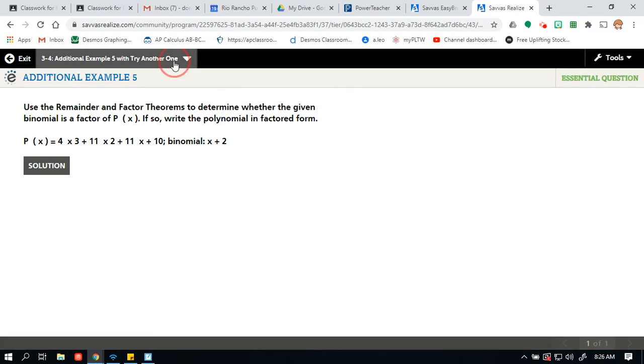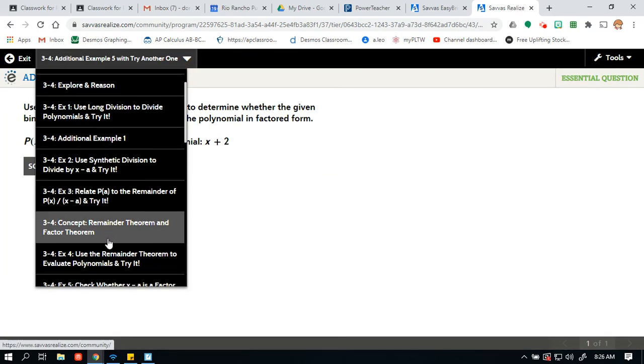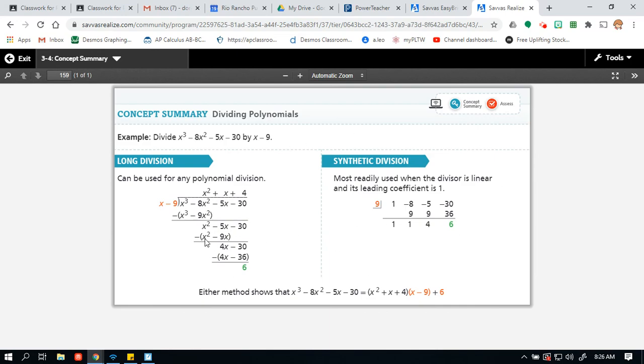Actually, let's look at another way to try it: the concept summaries. Make sure that you are taking these into your notes, the long division and synthetic division, and we are done with dividing polynomials. I will catch you guys in the next video.